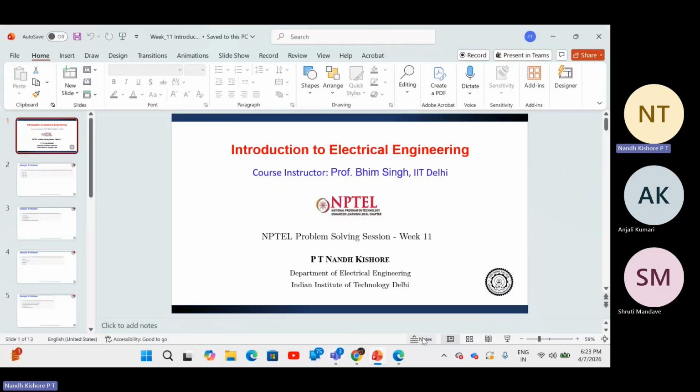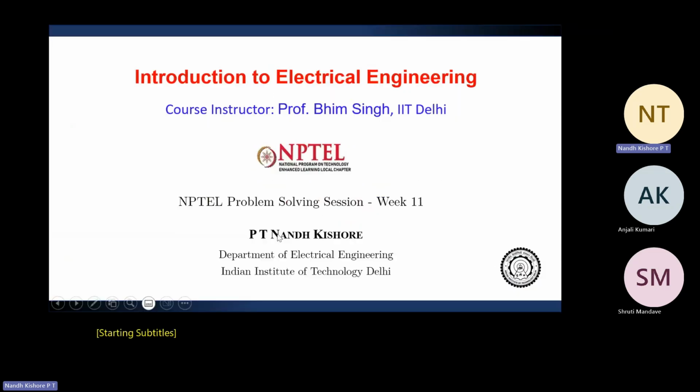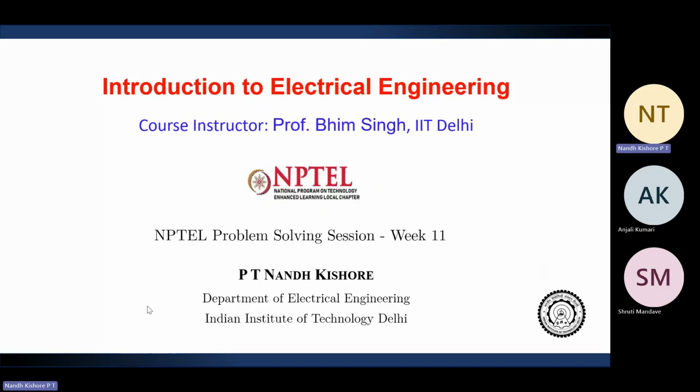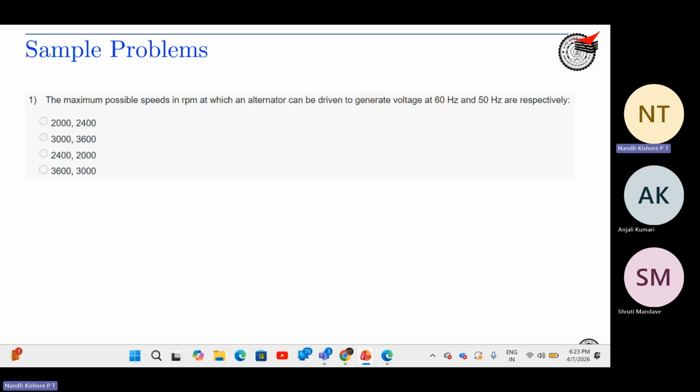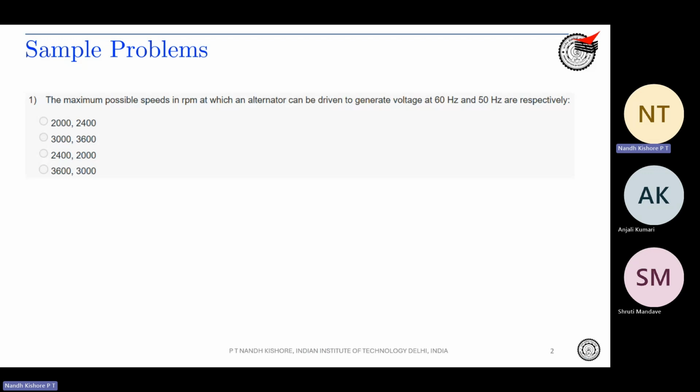So today the portion is mainly based on synchronous machines. We have a set of few problems and a few theoretical questions as well. We'll try to answer that. The first question is again very simple. The maximum possible speeds in RPM at which an alternator can be driven to generate voltage at 60 hertz and 50 hertz respectively are dash and dash.